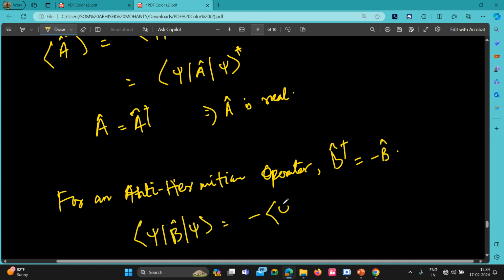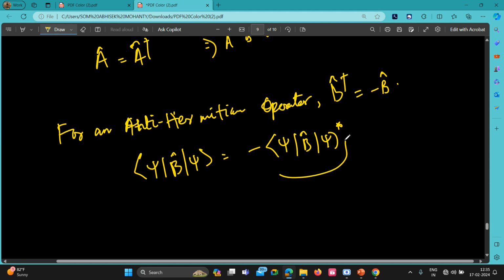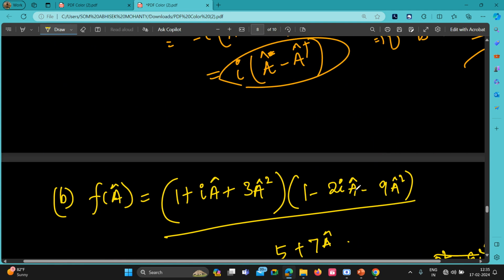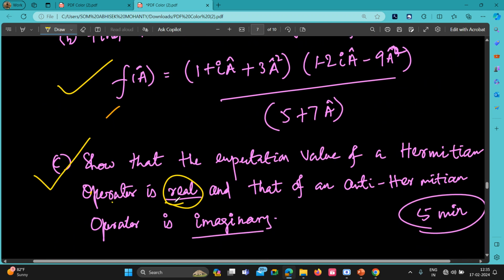So again, if I take this one, this will be minus this, isn't it? So this will happen only when B is purely imaginary. This will happen when this thing is purely imaginary. So which means that your expectation value is purely imaginary, which is the proof. It's a basic logic and understanding. You have to understand it a bit, solve it.